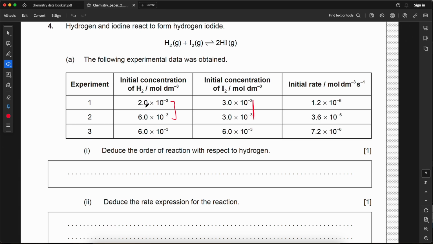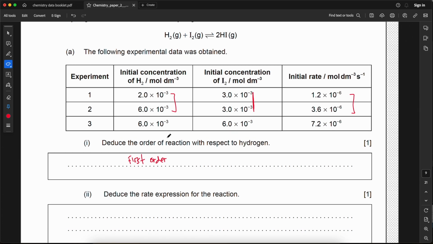As you can see, 6 divided by 2, so it's 3. So it's double the concentration. And we'll see here 3.6 divided by 1.2, and is also double the rate. Okay, so for H2, that would be first order. If it's double the concentration, double the rate will be first order. If it's double the concentration, quadruple the rate will be second order. If it's double the concentration, the rate doesn't change, it means zero order.